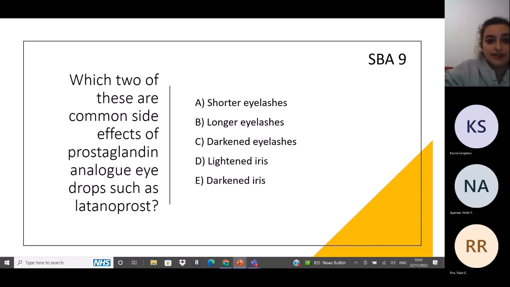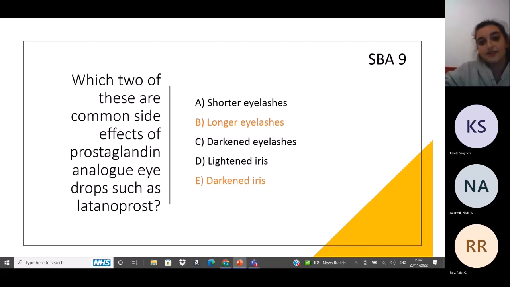So whoever answered in the chat, you're right. B is one of them. So B and E. You get longer eyelashes and a darkened, so hyperpigmented, iris is the other way they sometimes phrase it. So they're quite nice side effects, really. They're probably the ones that you'd want.